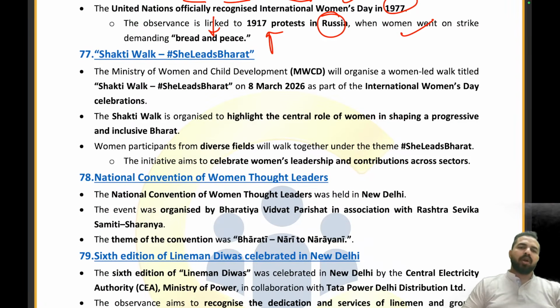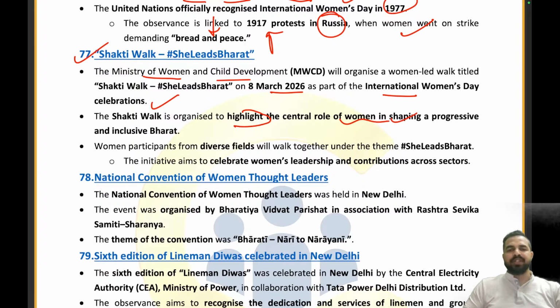Moving to Nari Shakti Walk, She Leads Bharat. So this is basically a women-led walk which has been announced by the Ministry of Women and Child Development on 8th of March as a part of the International Women's Day celebration. It is organized to highlight the central role of women in shaping a progressive and inclusive Bharat.